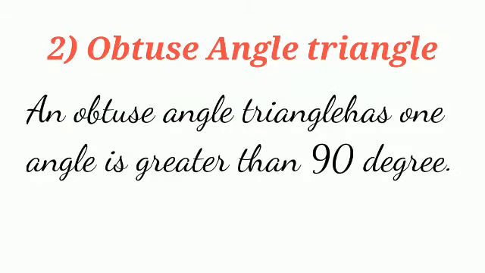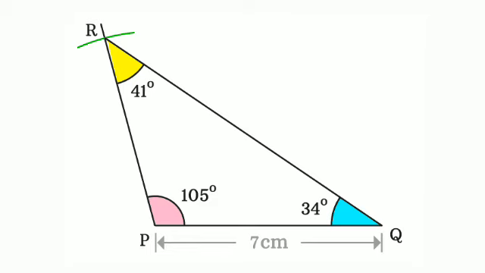Second one is obtuse angle triangle. An obtuse angle triangle has one angle that is greater than 90 degrees. Look at this figure. Here angle P is 105 degrees. That means it is more than 90 degrees. And the other two angles are acute angles. So this type of triangle is called obtuse angle triangle.